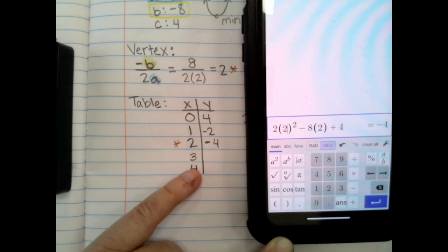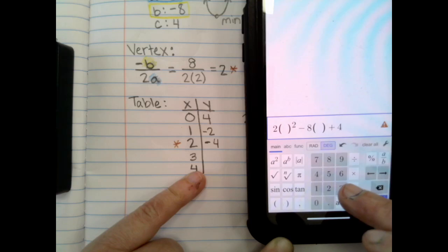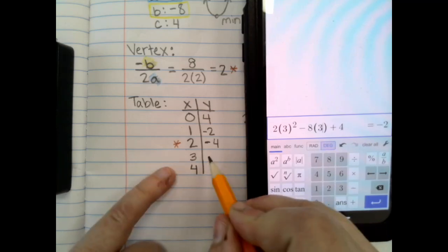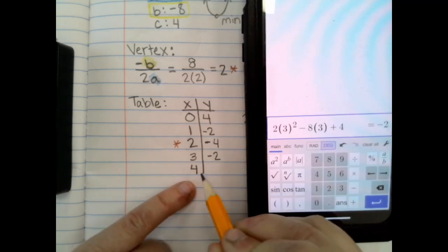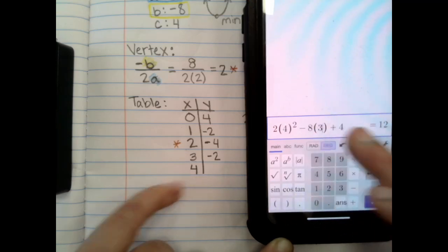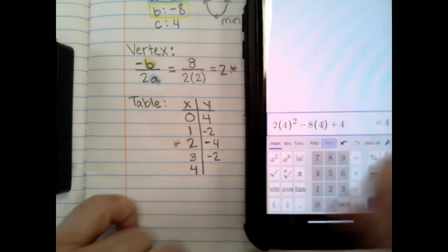What should happen when I do 3? It should match back up. It should be going back upwards. So when you put in 3, we get -2. And then this is a good check. 4, what should we get when you put in 4? Yeah, we should get back to that original, that 4, which we do, 4.